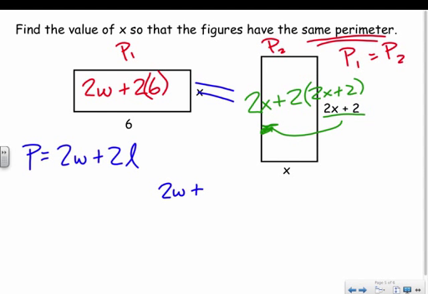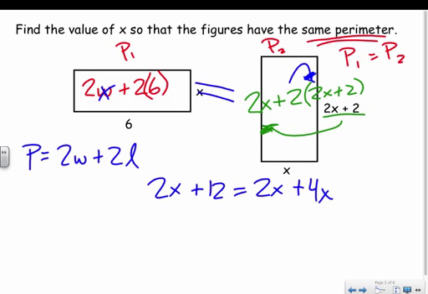2w plus, well, 2 times 6 is 12. Oh, actually, that's an x, isn't it? Screwed that one up. So 2x equals 2x, and we'll simplify that. I'm going to distribute this 2 right away. So 2 times 2x is 4x, and 2 times 2 is plus 4. So I got to set those two equal. Well, now I got to simplify the right side here. I can combine my 2x and my 4x to get a 6x plus 4.